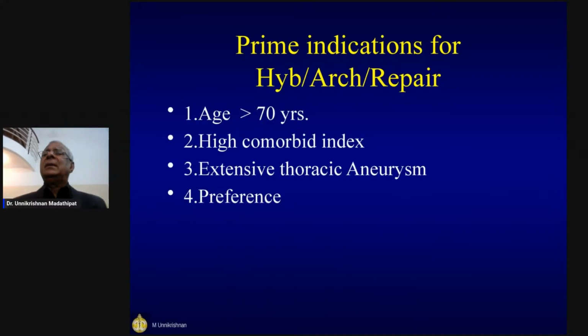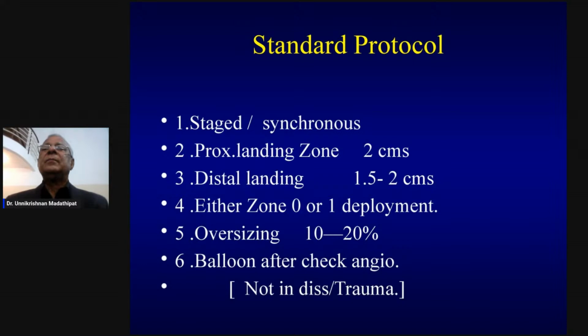Now, the prime indications, I would think, are people who are more than 70 years, 75, with multi-system problems, coronary, lung difficulty, and some minimal or moderate kidney disease. Of course, with kidney disease the stent graft also is going to be a problem with the contrast and CT scan, but still much less than an open surgery. And then extensive aneurysm, and of course, the patient prefers minimally invasive surgery.